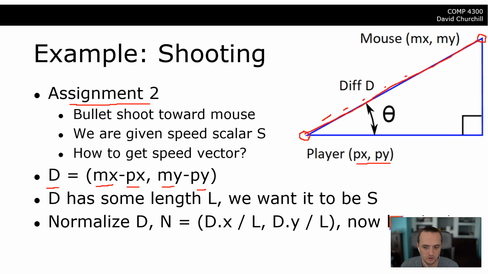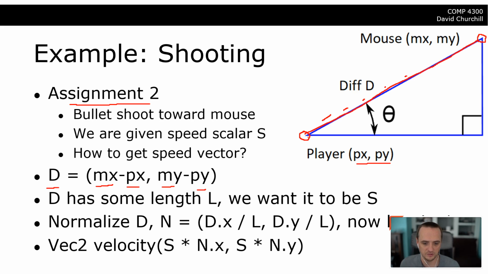So what do we do? We normalize it. By normalizing it, we make it of length 1, okay? So we're taking the vector that goes directly from the player to the bullet, and we're going to shrink it so that it has speed or length S. In order to give this vector a length of S, we first normalize it so that it has a length of 1, and then we multiply it by S, okay? So that's just what we did before.